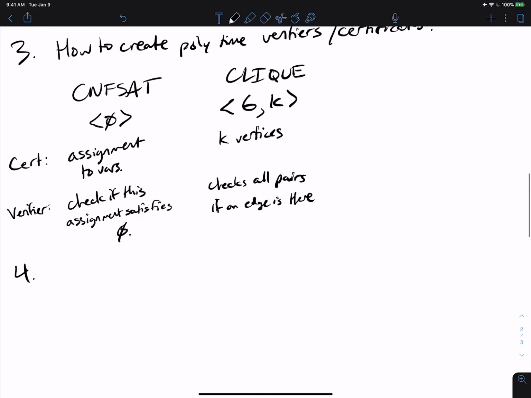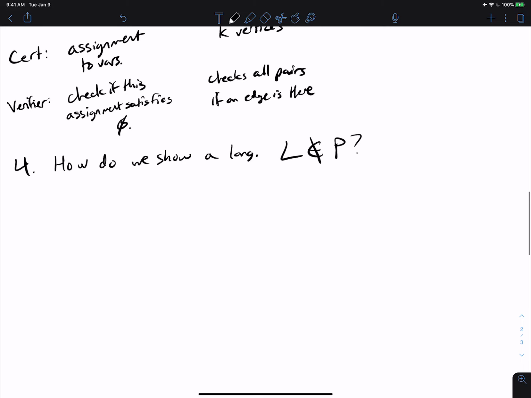Okay, so the fourth question is, how do we show a language L is not in P? Remember that P is deterministic polytime. So obviously undecidable languages are not in P, because they can't be decided in polynomial time, let alone any time. So that's clearly a way to get this.